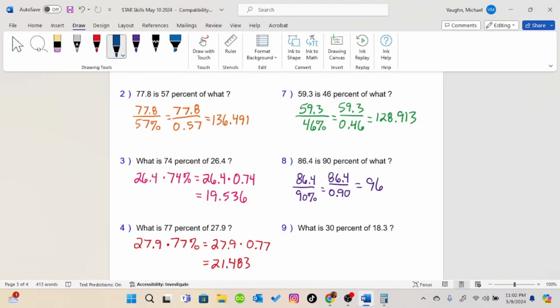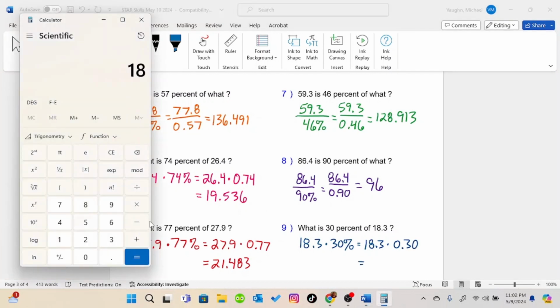Number 9. What is 30% of 18.3? So that's going to be 18.3 times 30%, which becomes 18.3 times 0.30. Put that into a calculator, and our answer is 5.49.